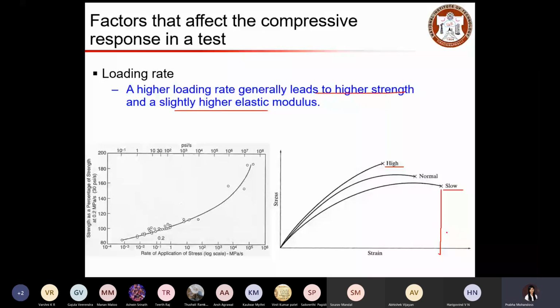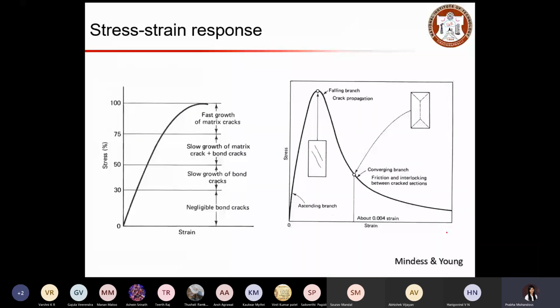So when you have to characterize your concrete, you should follow the standards and use the specified instructions to obtain a uniform result without any significant scatter. So now let's look at the detailed stress strain response of your concrete.